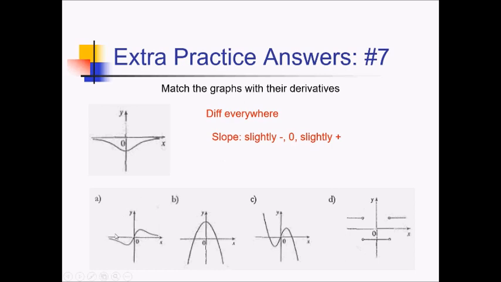So for answer choice A, notice that we're slightly negative, become more negative, then become 0, then positive, then slightly positive. So we're picking choice A.